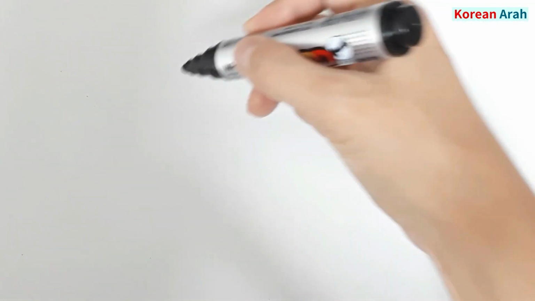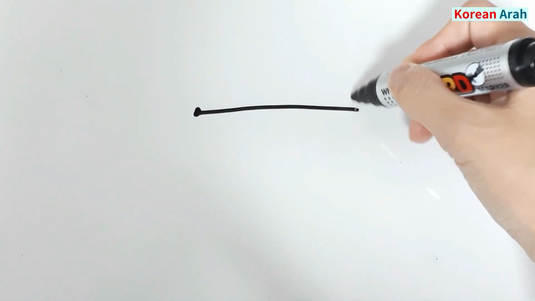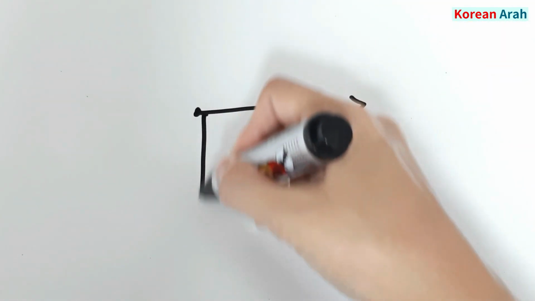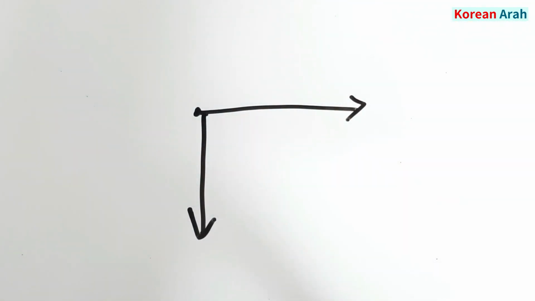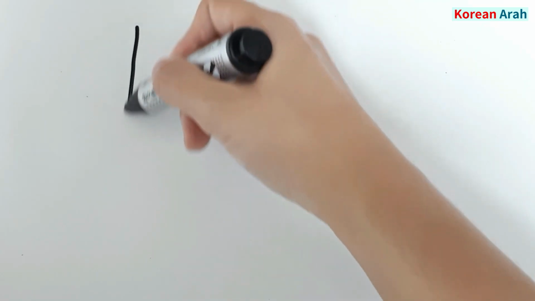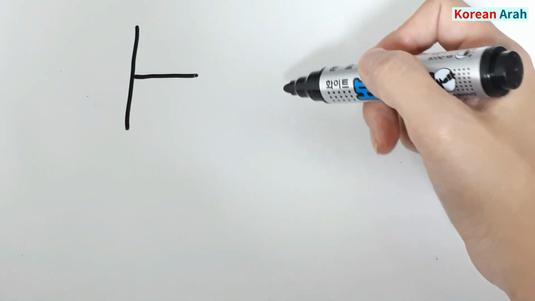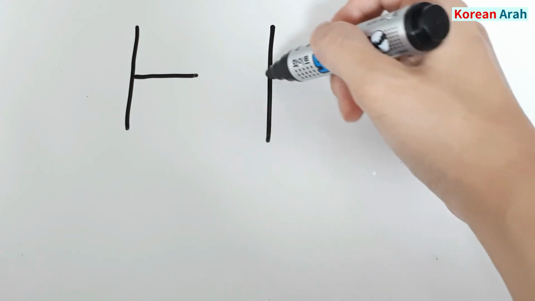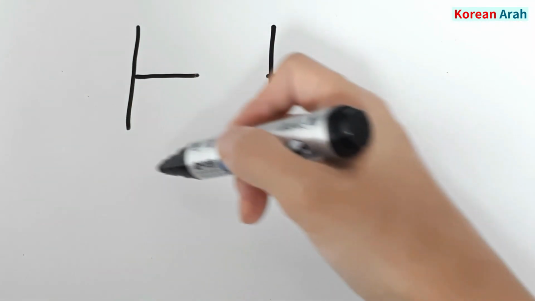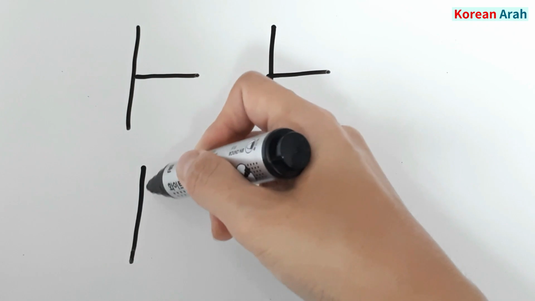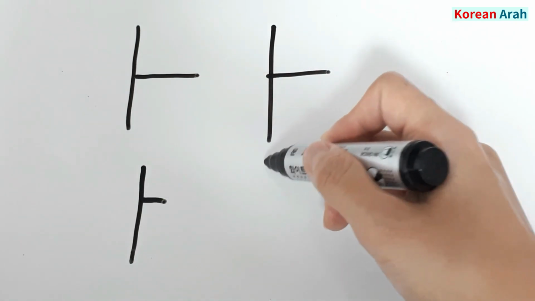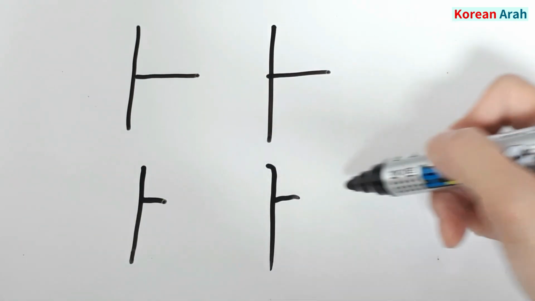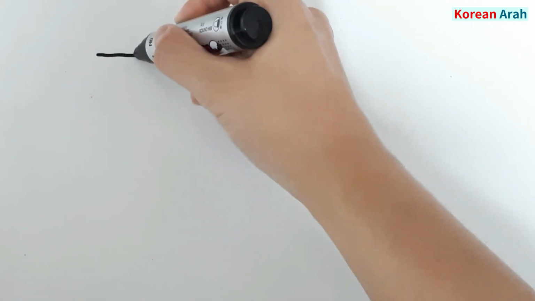Now, I'll show you how to write the 6 vowels. When you write any Korean letter or character, you should go from left to right and top to bottom. Let me start with a. 2 strokes. 1, 2. Some people write it like this. No problem.